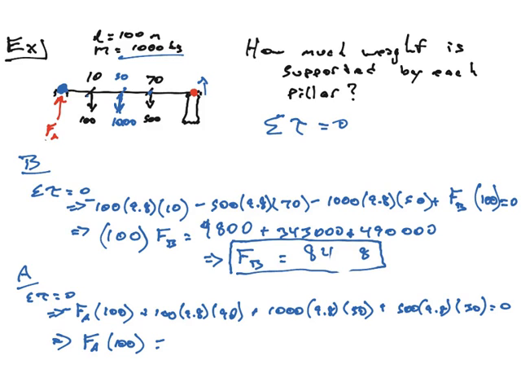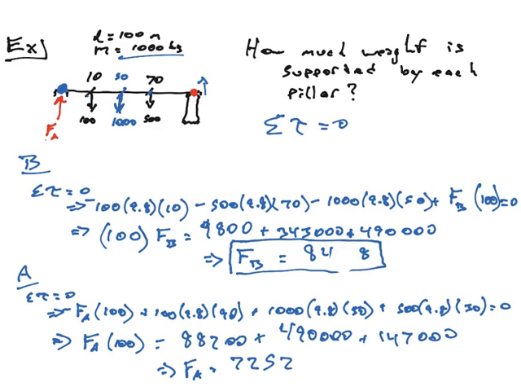So FA times 100 equals, what do we have? We have 100 times 9.8 times 90, which gives us 88,200. Then we have 1,000 times 500 times 9.8, 490,000, and then 500 times 30 times 9.8, 147,000. So we get FA is 7252.